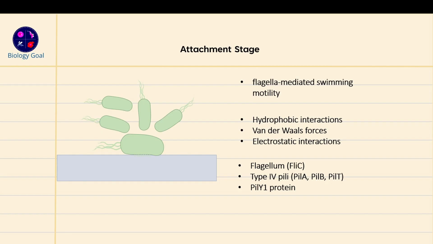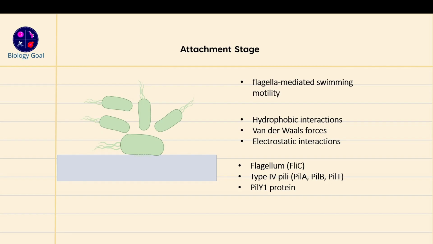Structures like type 4 pili, which is PilA, PilB, and PilT. These are the proteins that are important in case of motility, which is called twitching motility. We'll understand twitching motility later on in this particular topic. Next is PilY1 protein.